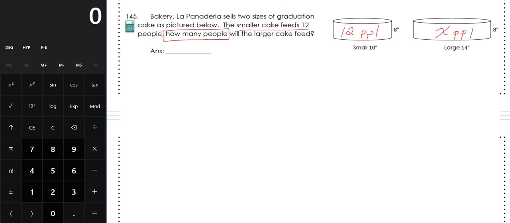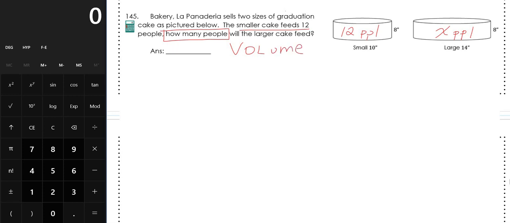Now, when we're talking about feeding somebody with cake, they're not taking the cake and licking the icing on the outside. That would be surface area. When you're eating a cake, you're eating the inside. You're eating all of it. So when you're eating something, that's volume. You're consuming quantity. So this question is really rooted in volume.